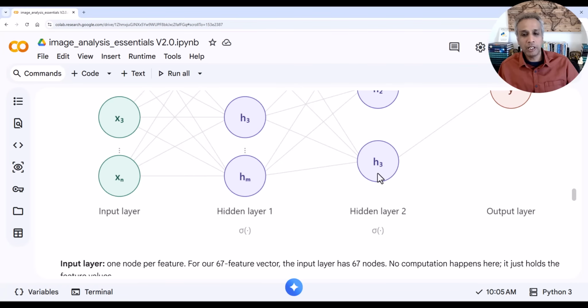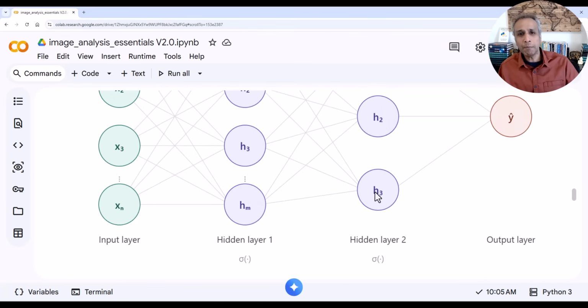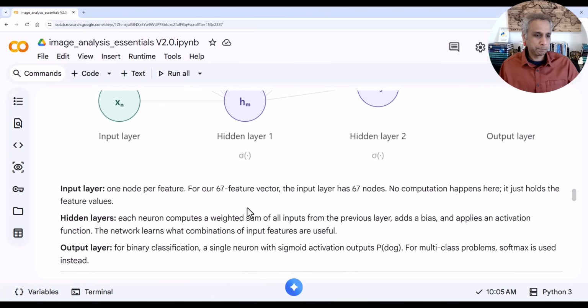And the deeper it goes, this is where the term deep learning actually comes into the picture. The more layers, the deeper the network actually is. And you need to be careful. If the network is too deep, you may be learning a lot about the training data, but not generalizing it. We'll get to that in a minute.